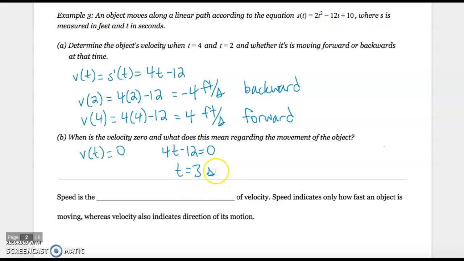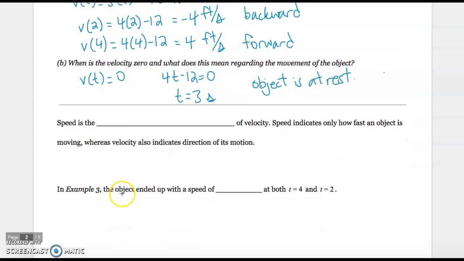And so what does this mean regarding the movement of the object? Well, if your velocity is 0, that means that your object, I always want to go to car, has no speed in either direction, right? It's not going anywhere. So if your velocity is 0, that means that your object is at rest or not moving, just at that time. Now at 3.1 seconds, it could be moving again, but precisely at 3 seconds, your object is at rest because your velocity is 0.